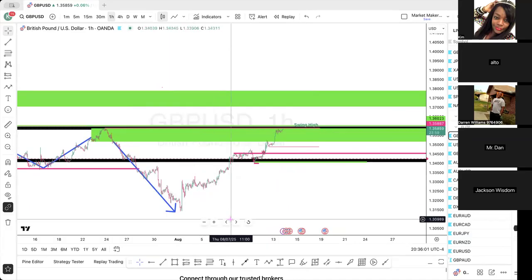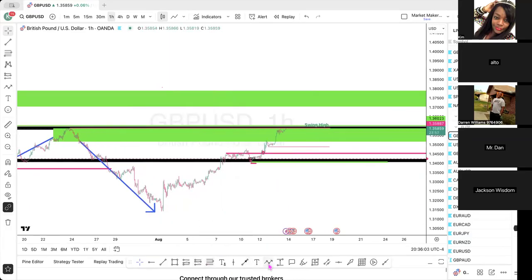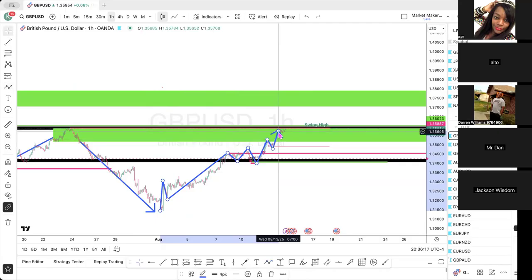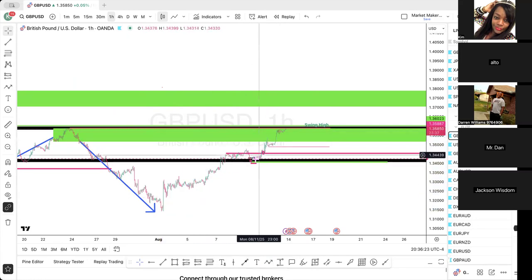So it's clear on the 1 hour, this here, and then this was a pullback, and then this went all the way up here. And we had a little pullback, and then it broke, pullback, broke, pullback, broke. So that's where we are right now. I'm waiting to see what the 4 hour candle gives me.